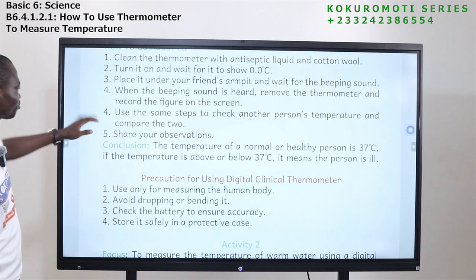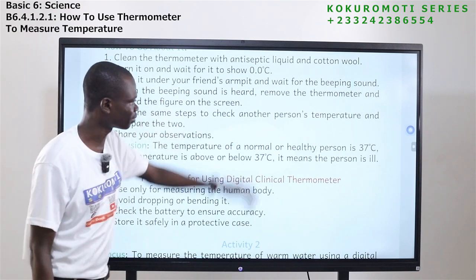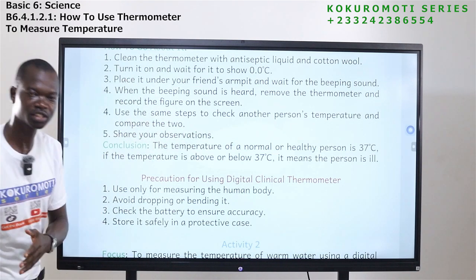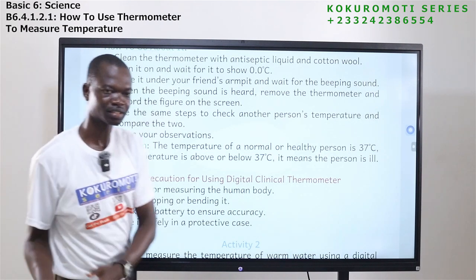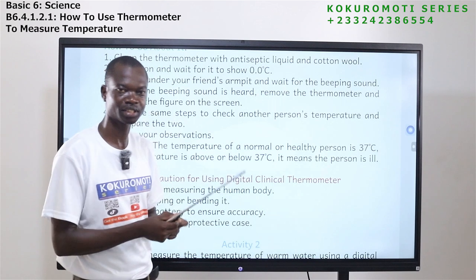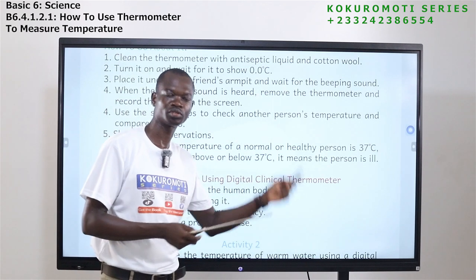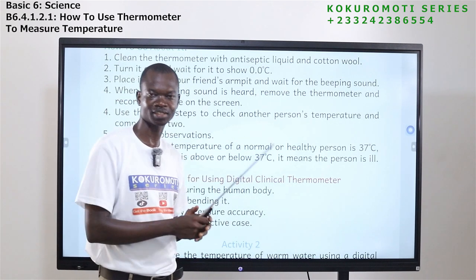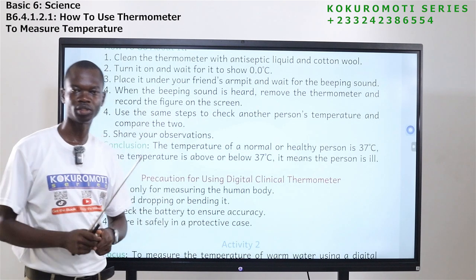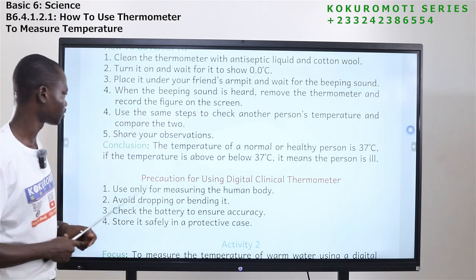Number 5. Use the same step to check another person's temperature. Compare the two. So after using it on one person, go to another person. Make sure you use the antiseptic liquid to clean it before you use it on the next person. After you have finished measuring, compare the temperature of the two people and tell the difference.